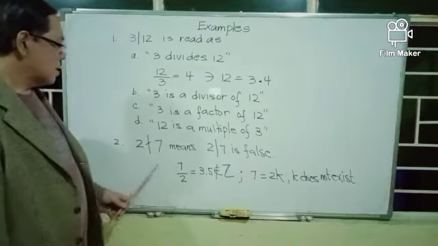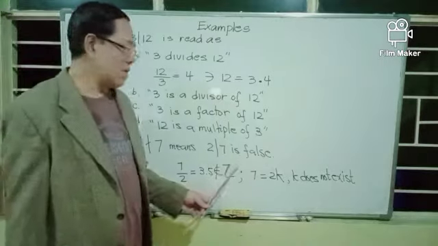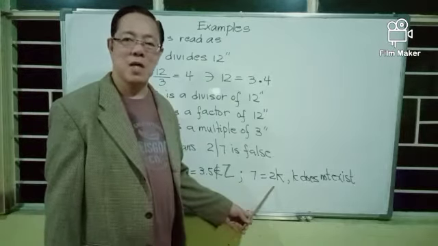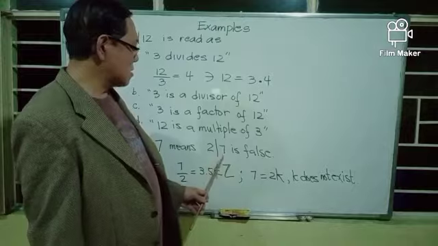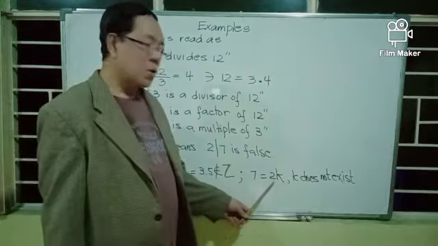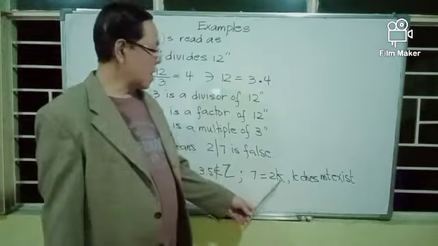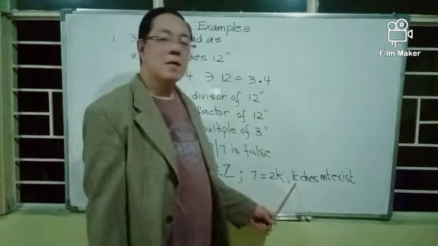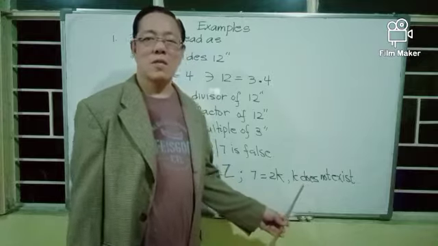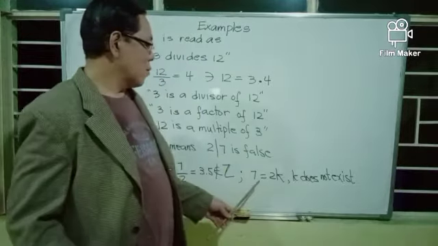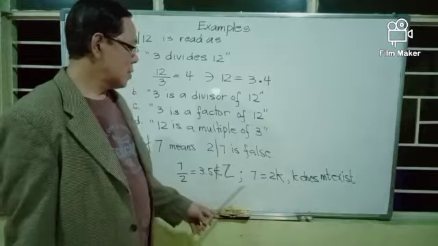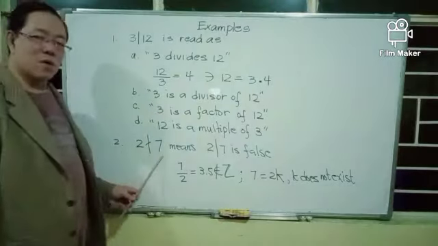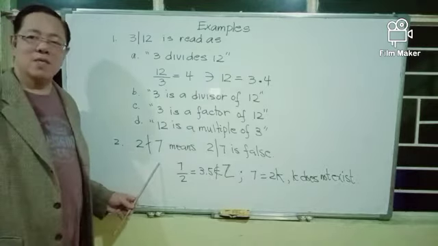Again, 2 divides 7 if there is an integer k such that 7 is equal to 2 multiplied by the integer k. But k does not exist. There is no integer k. When you multiply it by 2, the answer is 7. Thus, we conclude that 2 does not divide 7.